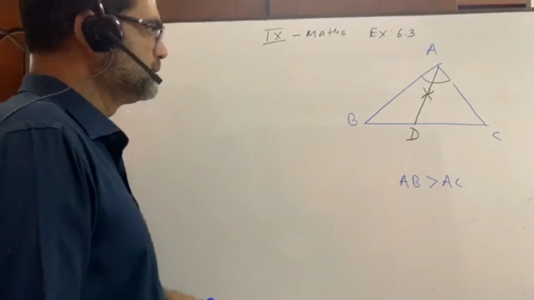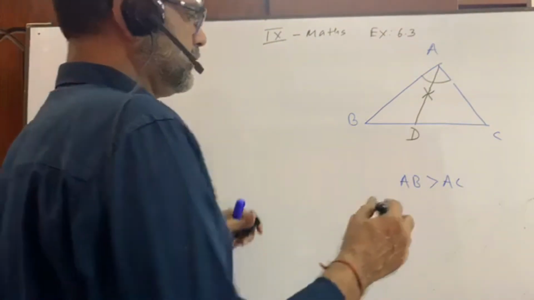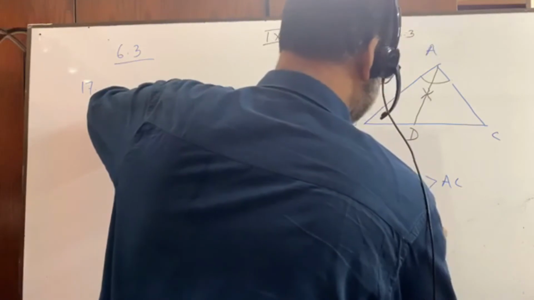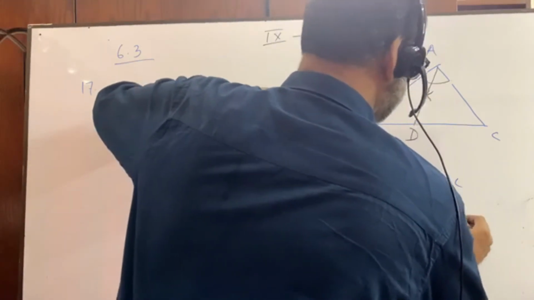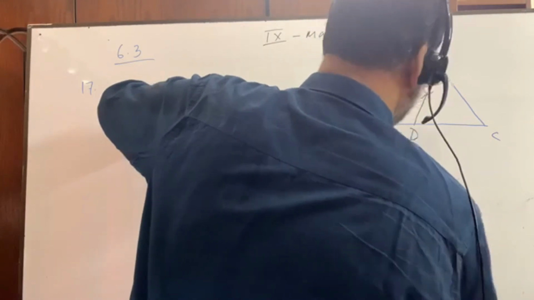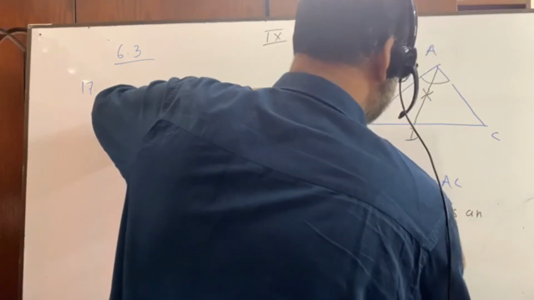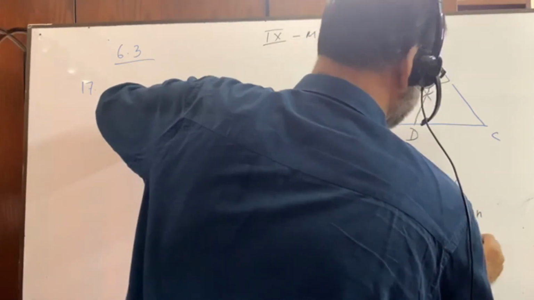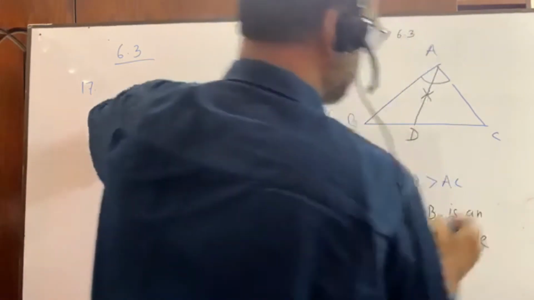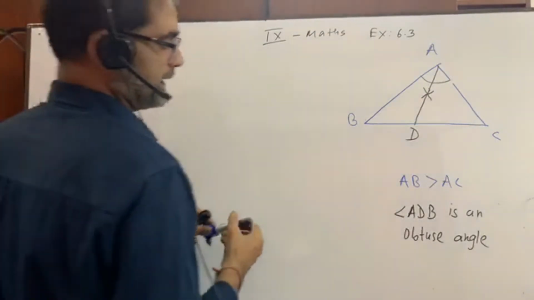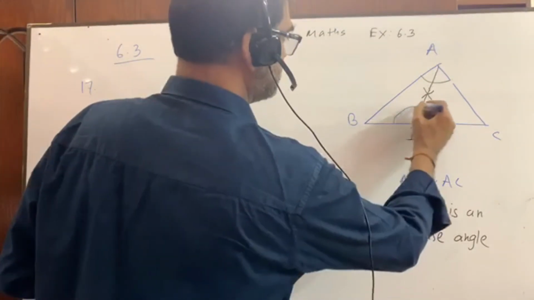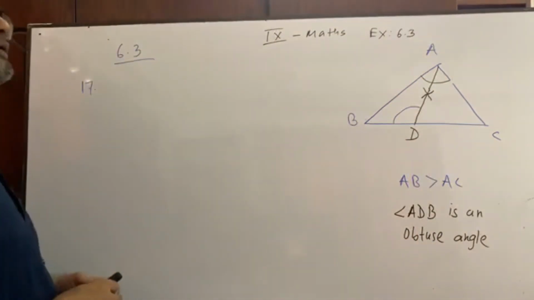You have to prove that angle ADB is an obtuse angle. You see, angle ADB is an obtuse angle. You have to prove it. That is, you have to prove that this angle is an obtuse angle.